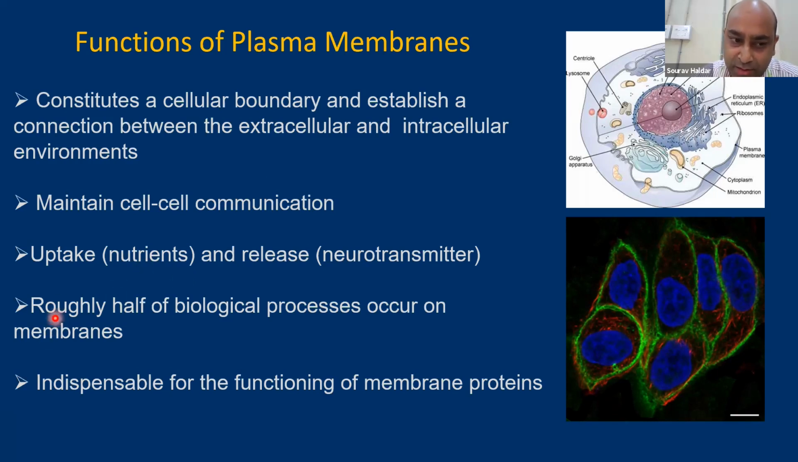And it has been estimated that roughly of all the biological processes that happen in a cell happen actually on the membrane. I will slightly paraphrase it. It's not necessarily on the membrane, but in and around the membrane, such that the membrane properties have a huge influence on those processes. So from that point of view also, the plasma membrane plays a very central role.